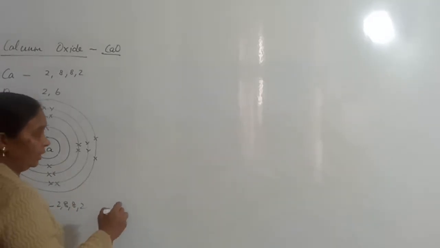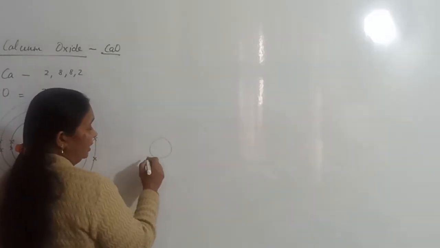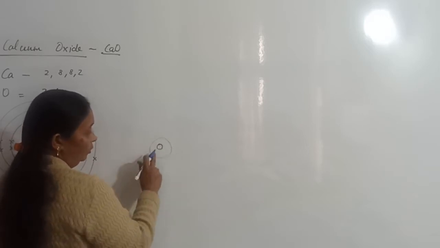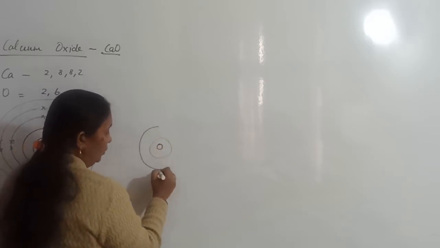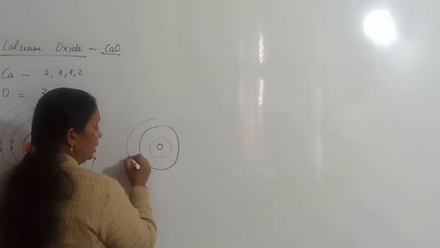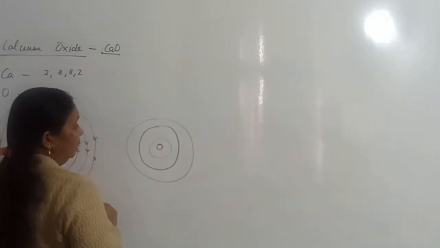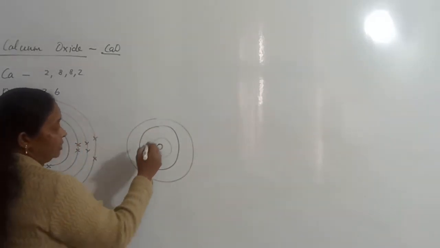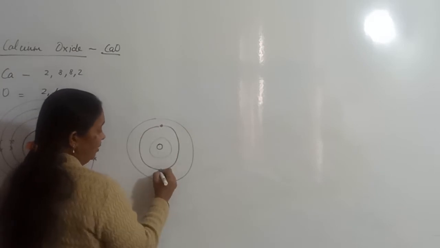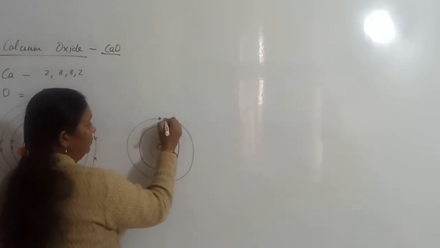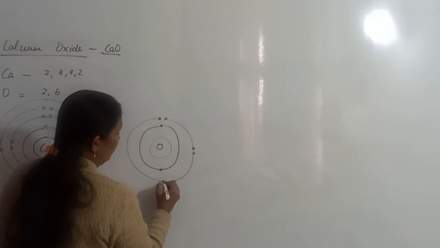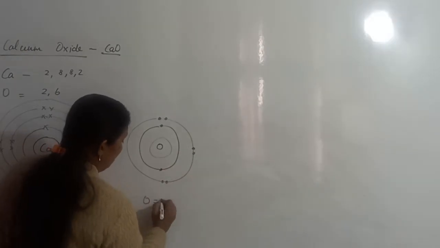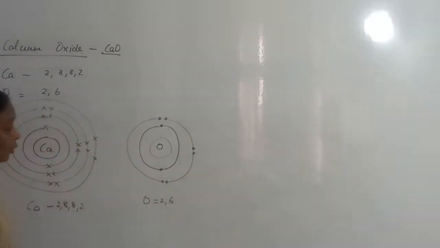Now we will draw the oxygen atom, symbol O, here is the nucleus, the first shell, and this is the second shell. Here we are using dots to show the electrons. The first shell has 2 electrons, and the second will have 1, 2, 3, 4, 5 and 6 electrons, 2, 6. Now what will happen for the formation of the molecule?